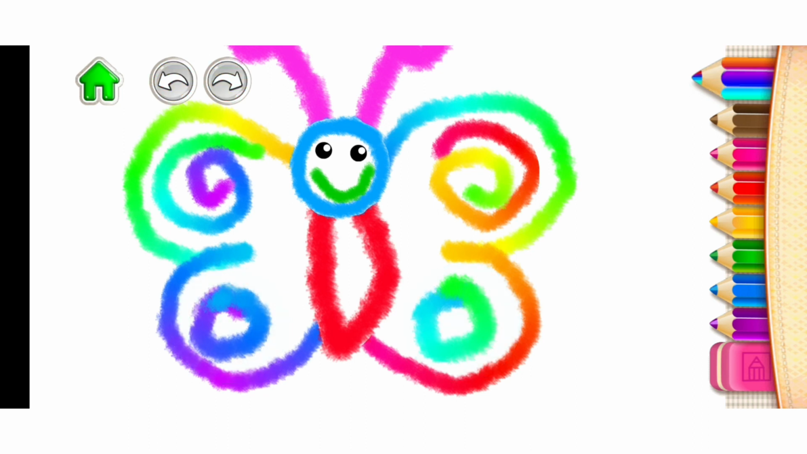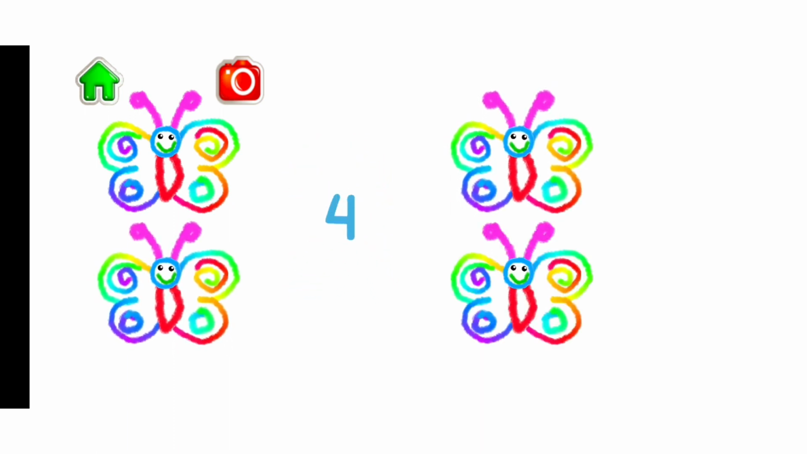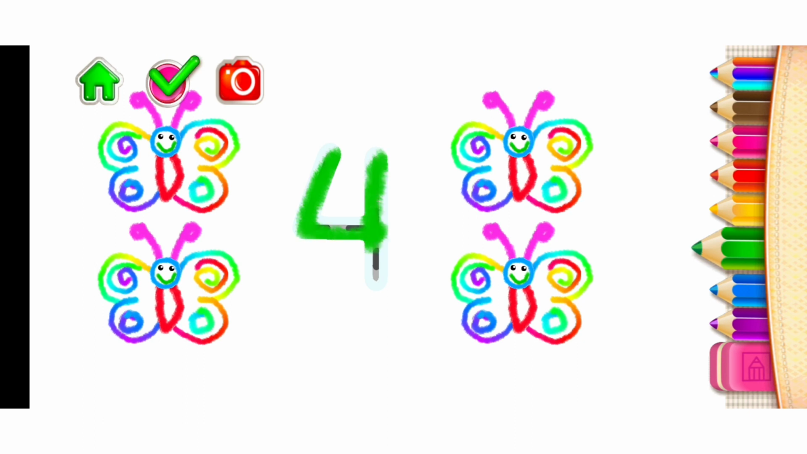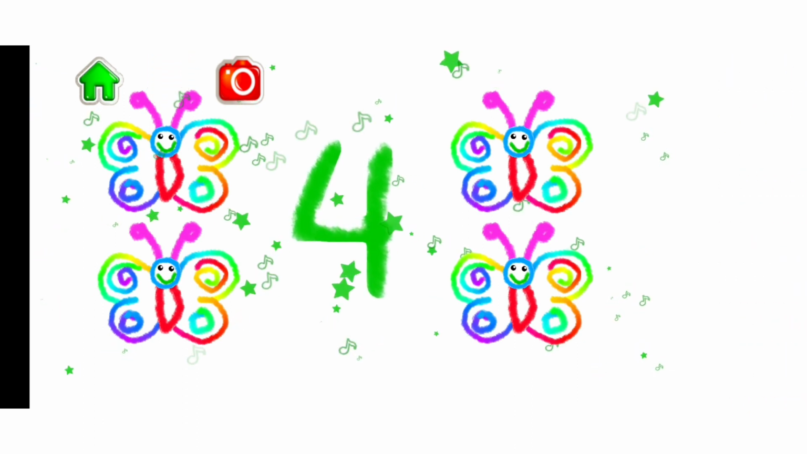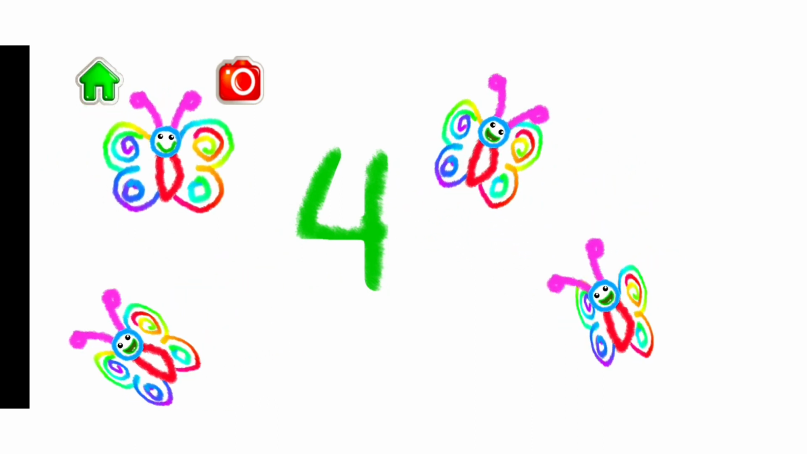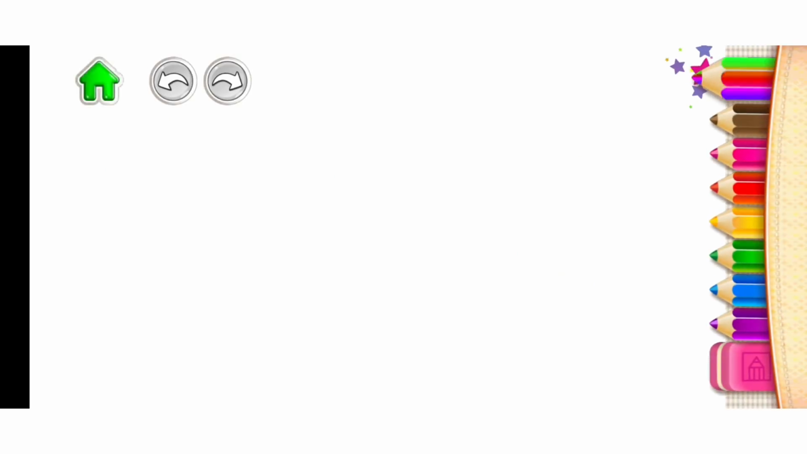Excellent! Let's count the butterflies. 1, 2, 3, 4. 4 butterflies. Write the number 4 and the butterflies will fly. Green. 4. Beautiful! Write the number 4 one more time. Let's draw a little mouse.